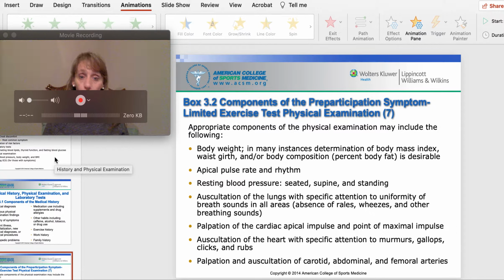Get their pulse and their rhythm, which we're going to do again when we do the stress test. What is their resting heart rate? Blood pressure in all three positions. We need to practice this in the lab. We need to be good at taking blood pressures. So seated, supine, which is lying down, and standing, and you're watching to see how it may fluctuate with those different positions. The next one is the word auscultation.